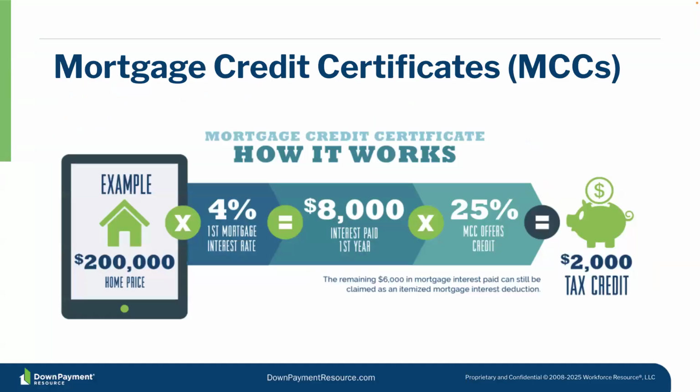So let's take a look at an example of how a mortgage credit certificate works. Let's take a $200,000 home. The buyer closes and they make 12 payments in the year. So they've paid 4% interest, so 8,000 in interest in that year. The MCC allows you to claim 25% of the mortgage interest paid as a tax credit. So in this example, $2,000. But the homeowner still gets to claim the rest of the 6,000 of mortgage interest paid as a tax deduction every year.